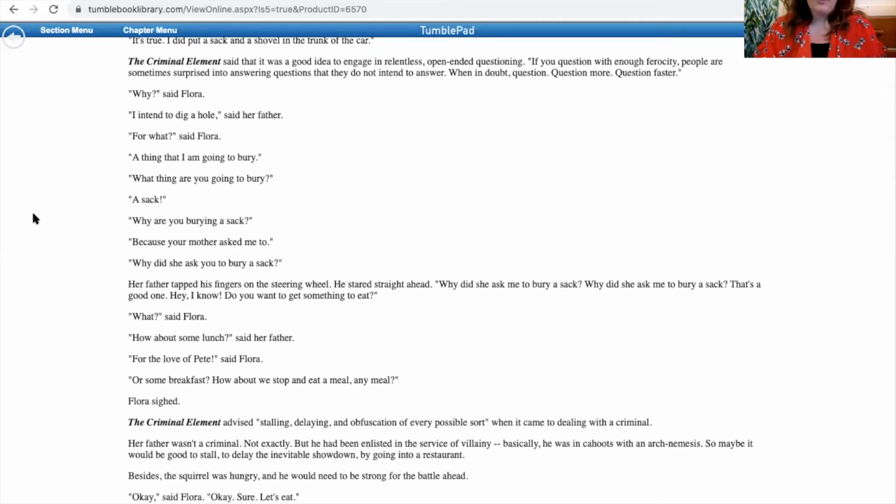Question more, question faster. "Why?" said Flora. "I intend to dig a hole," said her father. "For what?" "A thing that I'm going to bury." "What thing are you going to bury?" "A sack." "Why are you burying a sack?" "Because your mother asked me to." "Why did she ask you to bury a sack?" Her father tapped his fingers on the steering wheel. He stared straight ahead. "Why did she ask me to bury a sack? That's a good one. Hey, I know. Do you want to get something to eat?" "What?" said Flora. "How about some lunch?" said her father. "For the love of Pete," said Flora. "Or some breakfast. How about we stop and eat a meal?"